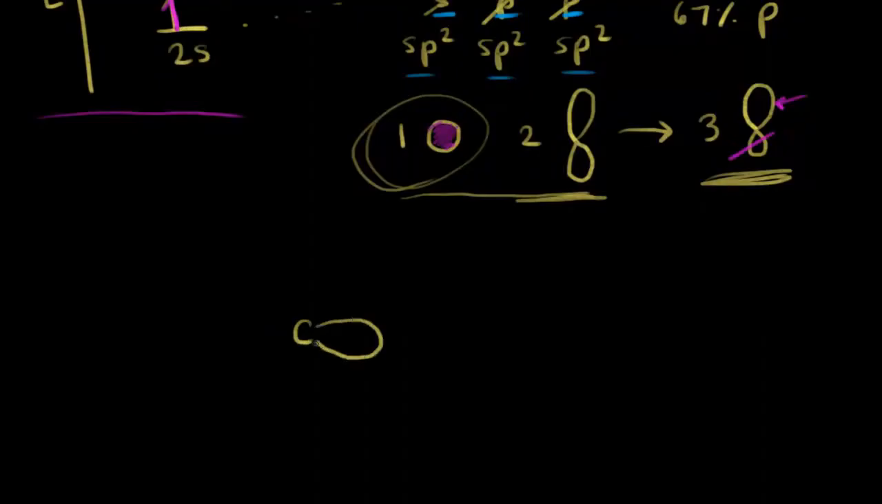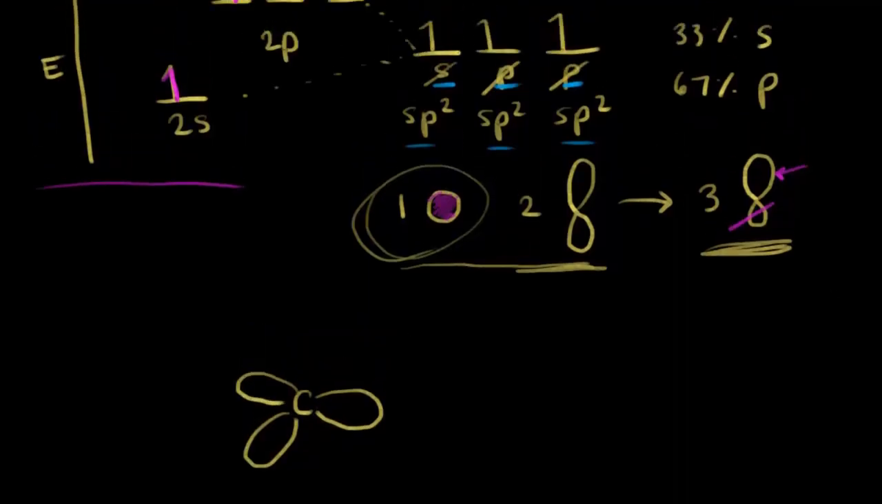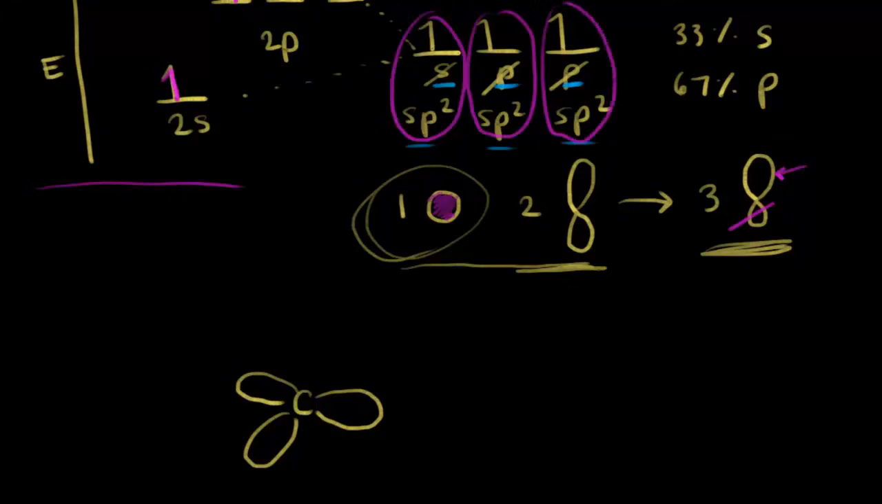So we're going to draw in one sp² hybrid orbital, here's another sp² hybrid orbital, and here's another one. All right, we go back up to here, and we can see that each one of those sp² hybrid orbitals has 1 electron in it. So I go back down here, and I put in the 1 electron in each one of my orbitals like that.